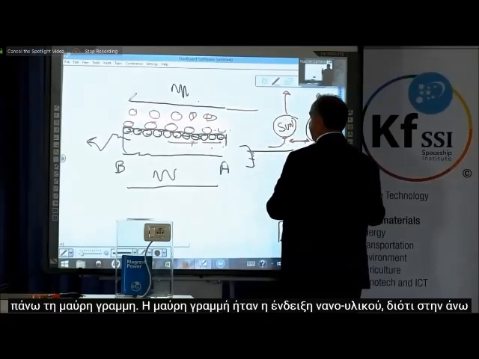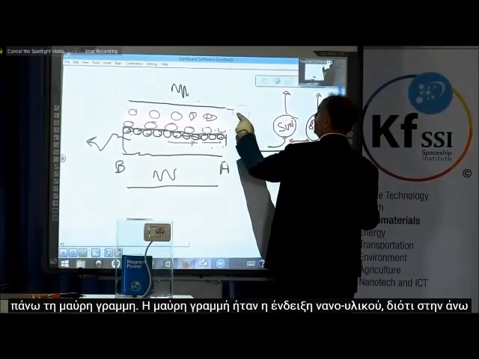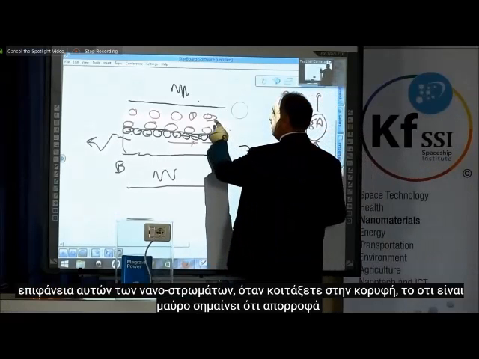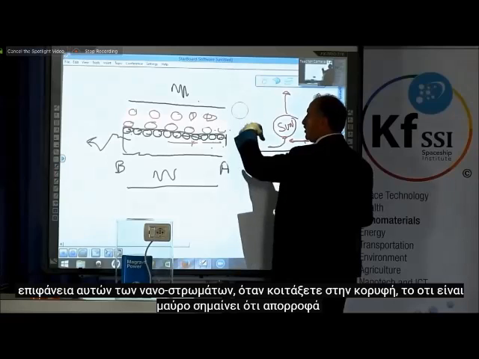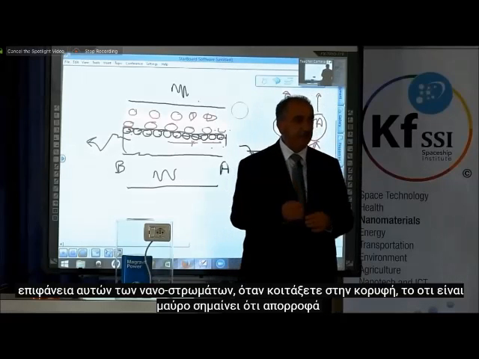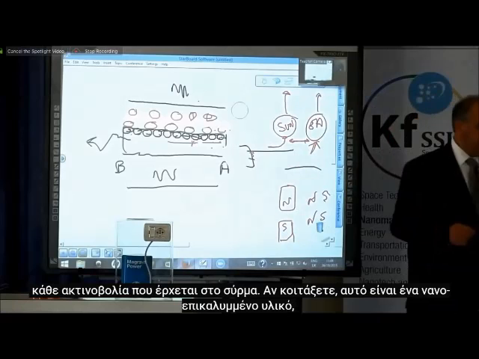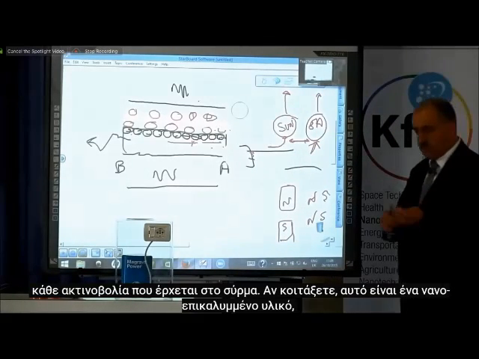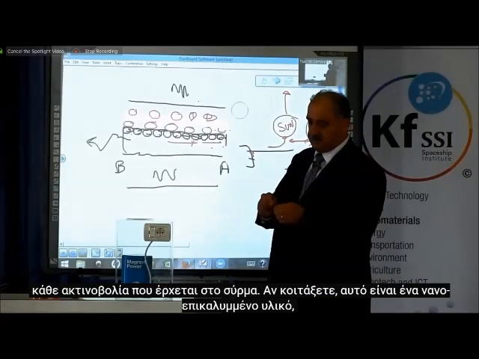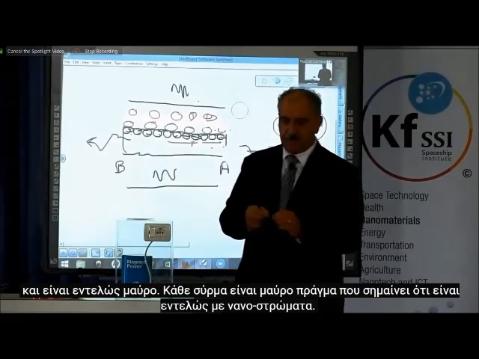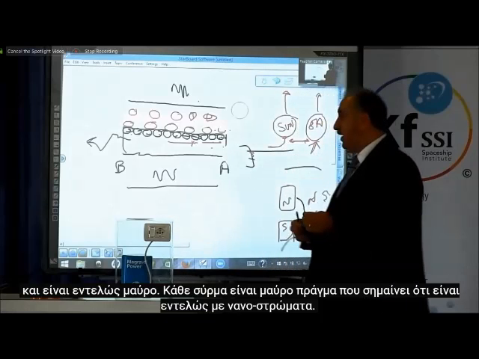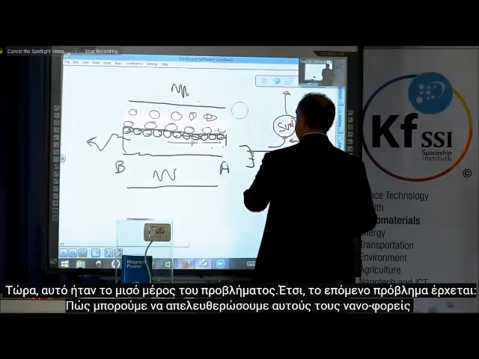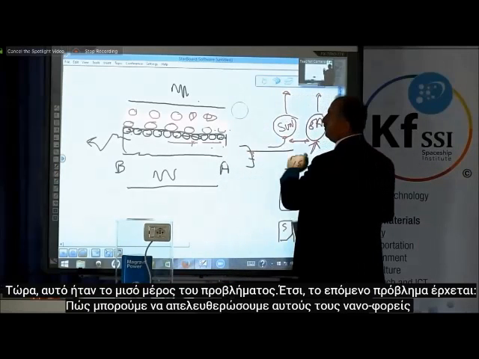The black line was the indication of nanomaterial, because on the top surface of these nanolayers, when you look on the top, being black means they absorb every radiation which comes to the wire. If you look, this is a nano-coated material and it's totally black. Every single wire is black, which means it's totally nano-layered. Now, this was half of the problem.